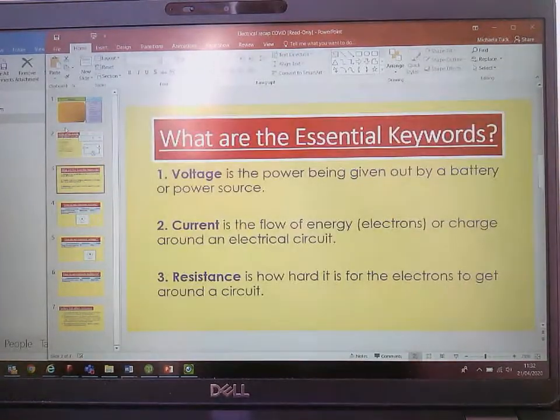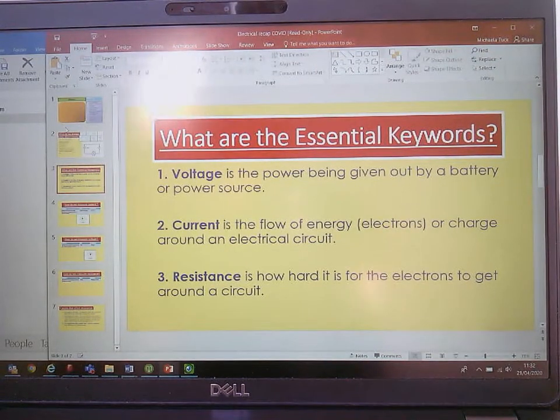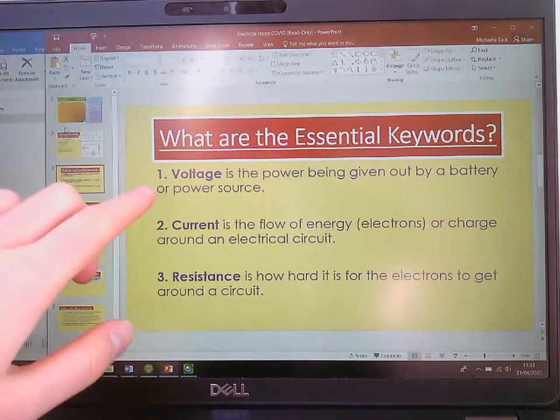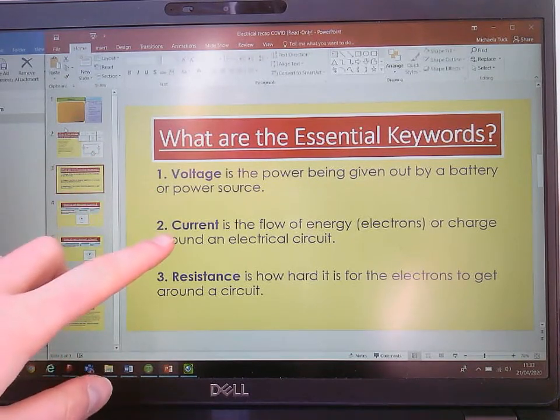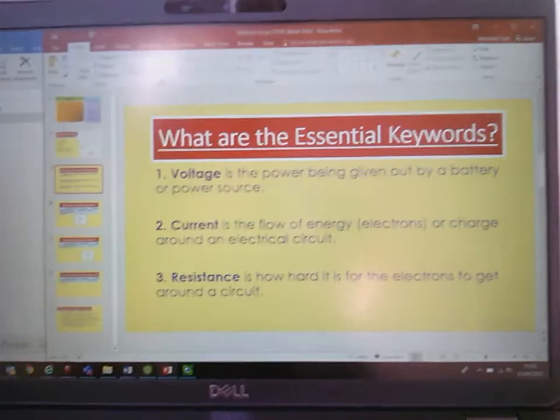We then went on to talk about the difference between voltage, current and resistance. So we said that voltage was the power or the push or the energy being given out by the cell or the battery itself. We then said that current was the flow of energy or electrons, or you could even use the word charge, but that's more GCSE, we'll probably stick to electrons, around a circuit. If you're trying to remember those two, remember what we did in class. We talked about current being the people moving around class, and the voltage being the cell at the top, giving people that push at the beginning.